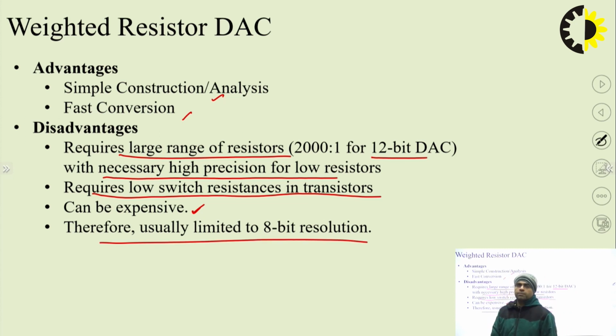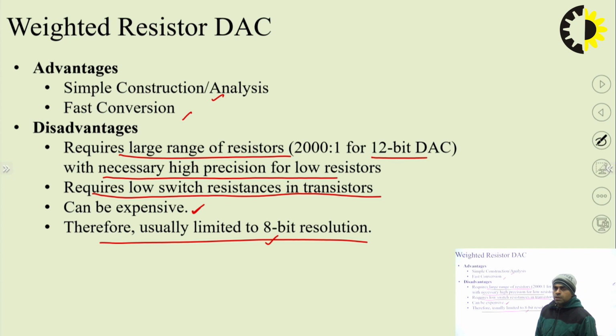That means if we are interested in preparing 1-bit, 2-bit, 3-bit up to 8-bit D to A converters, we can opt for this method, because for that 2 raised to power n minus 1 means 2 raised to power 7. 2 raised to power 7 is 128 kilo ohm. If 1 kilo ohm is the minimum resistance, then the maximum resistance will be 128 kilo ohm. So that much wide range of resistances will be required to prepare a weighted resistor D to A converter. Okay, so those are the upsides and downsides of this weighted resistor DAC.